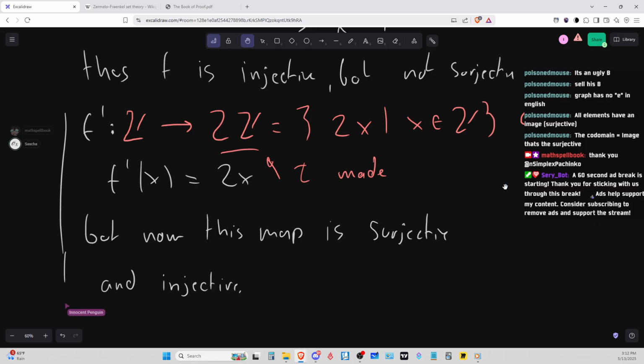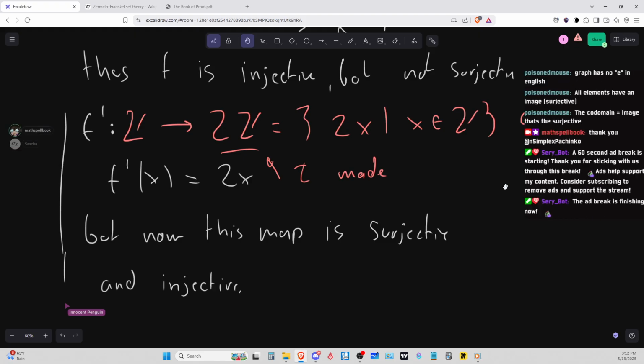Just because the condition asks that every element in the codomain is hit by something in the input, right? But if I make the target smaller, so I restrain those things, I'm able now to hit all those elements. Oh, okay.